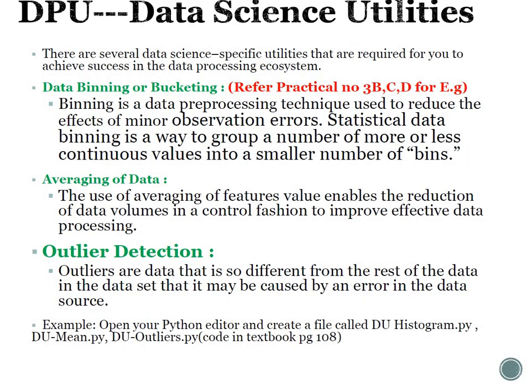Now coming to data science utilities, we have already studied all these three concepts in theory earlier. So data binning, bucketing के लिए utility है. So that you can group a large number of observations together, so you can have a very small number of bins that you will process. Averaging the data, taking the mean of the data, and then outlier detection, because an outlier can disturb your entire statistics, so it is better to separate the outliers from the rest of the data.